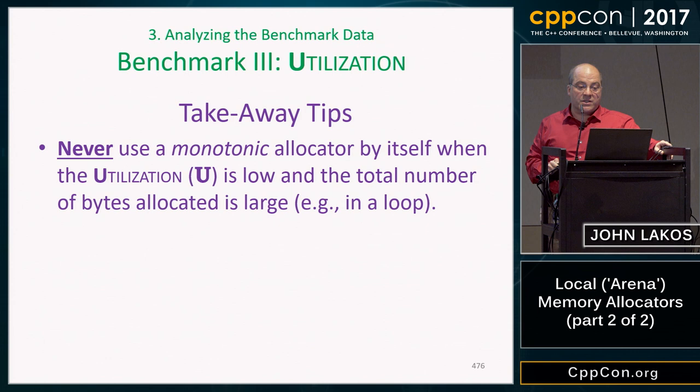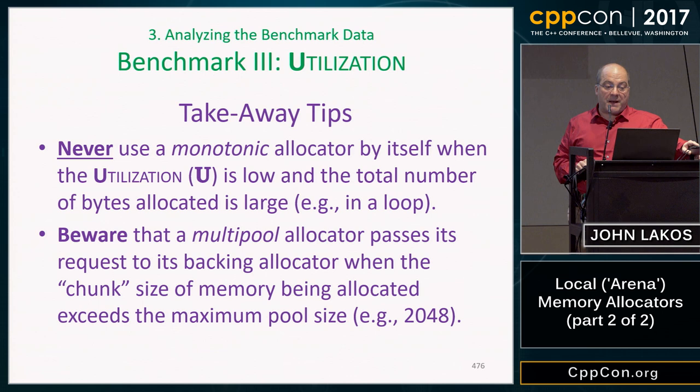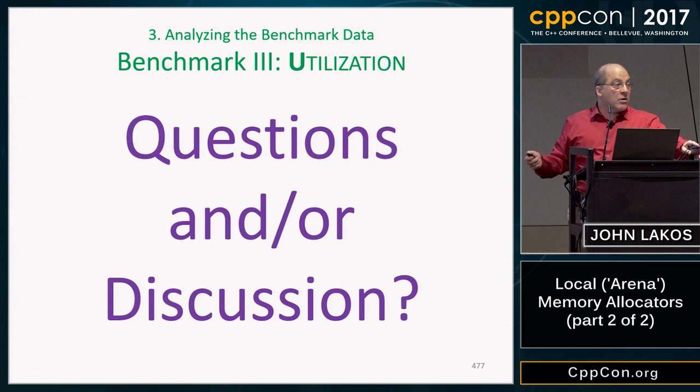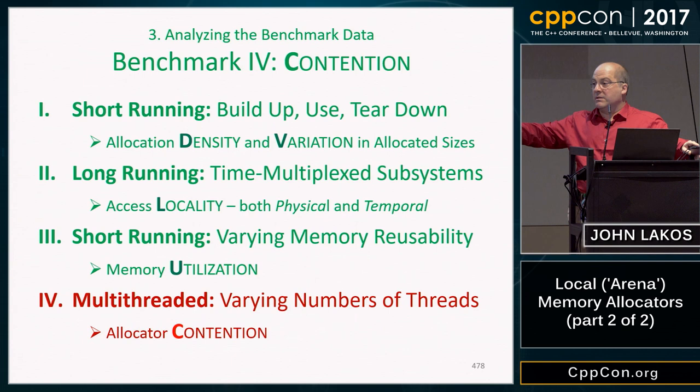Beware that multipool allocator passes its request to the backing allocator when the chunk size of memory being allocated exceeds the maximum pool size, e.g. 2048, which is an implementation detail, but you should know it if you're trying to optimize for performance, and that's adjustable. I'm just going to go, there's nothing really special about this. We can talk about it afterwards unless somebody has a burning question.